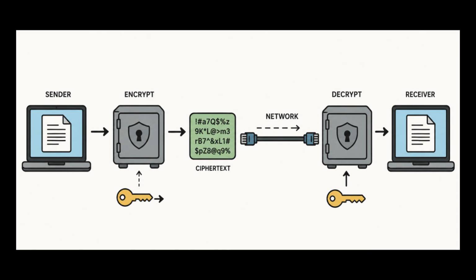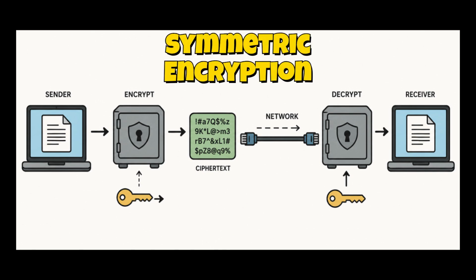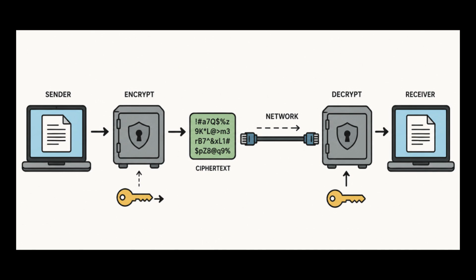Simple flow, right? That simple idea, locking and unlocking a vault with the exact same key, is the foundation of symmetric encryption, and it is the oldest trick in the book. But as you are about to see, while this is the fastest way to protect your data, it has one massive fatal flaw that almost broke the internet.